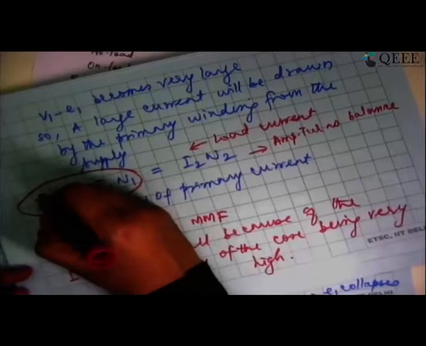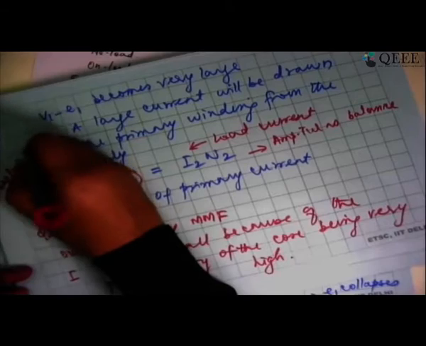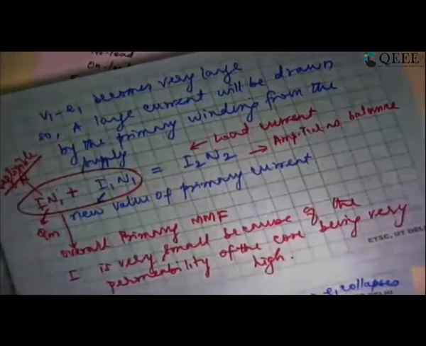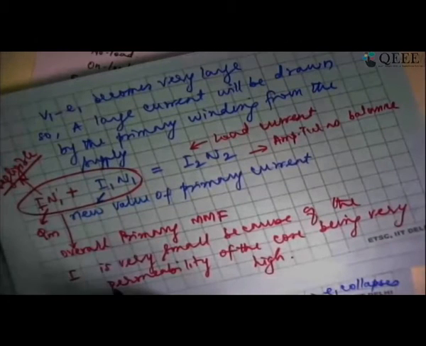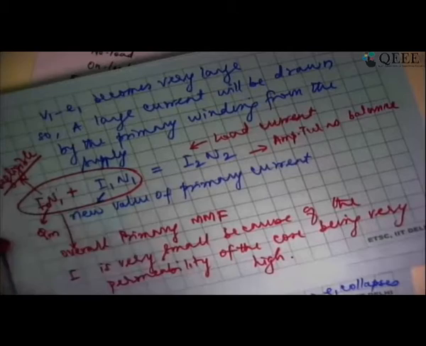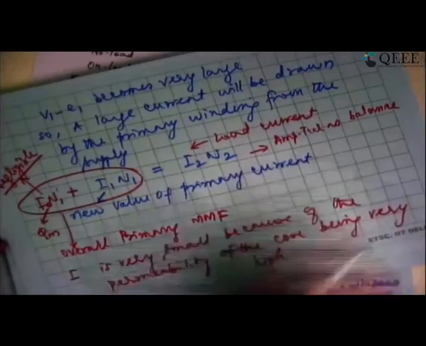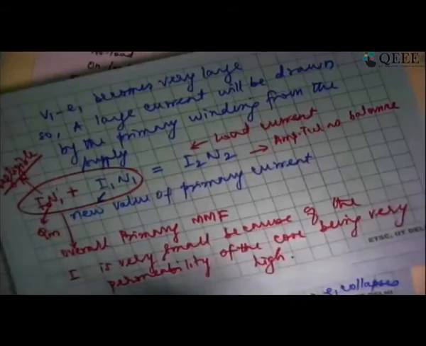We say that this is negligible. This we don't care about because it is a very, very small quantity. I, which is the current under open circuit condition of a transformer, I may specify as I0, indicating open circuit condition. So I0 N1 is negligibly small. That's what we are trying to get at.